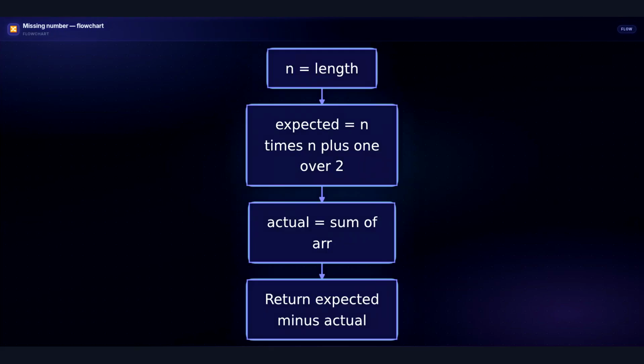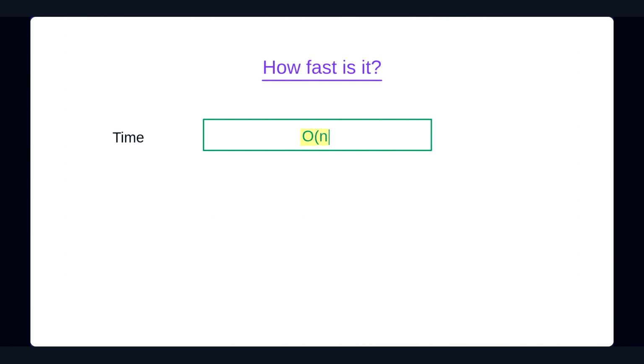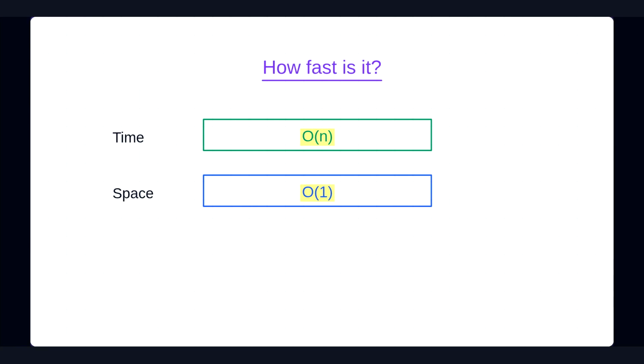We compute the expected sum of the full range using the formula, add up what the list actually holds, and return the difference, which is the number that is missing. Summing the list is a single pass, so order n time, and we only keep a couple of running totals, so order one space. An exclusive OR approach has the same cost and avoids large sums.